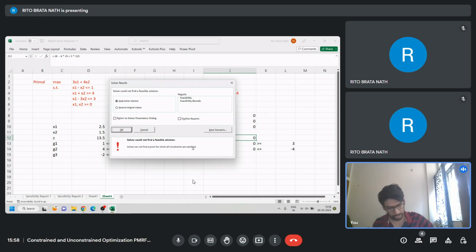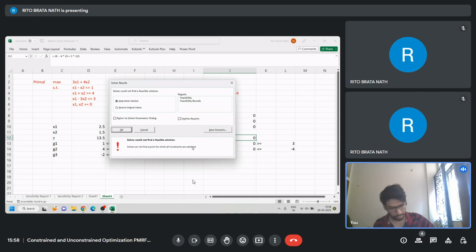So answer was A, which is the dual has no feasible solution, that you have already checked from Excel, and C, the primal has an unbounded solution. Okay, so let's move on to the next problem, which is problem 8.